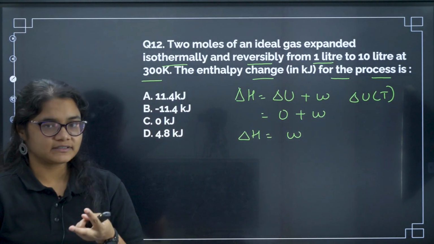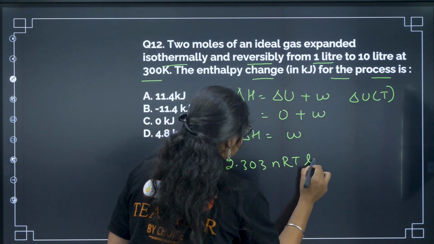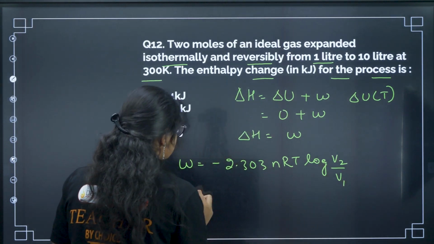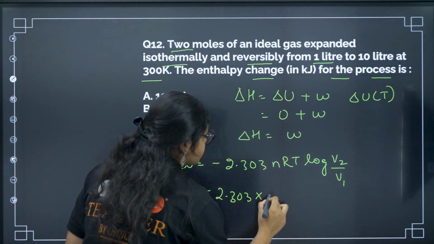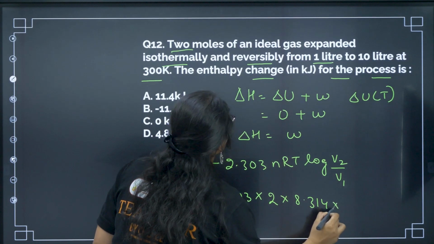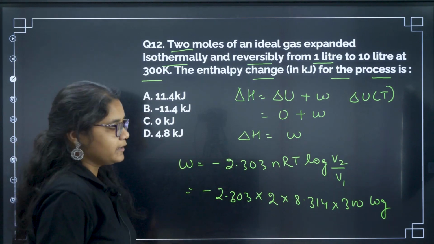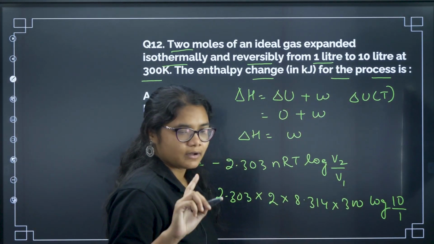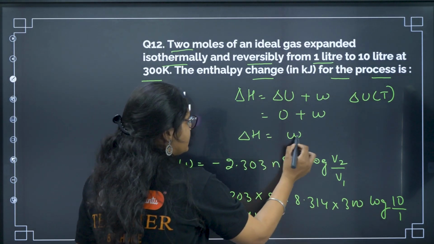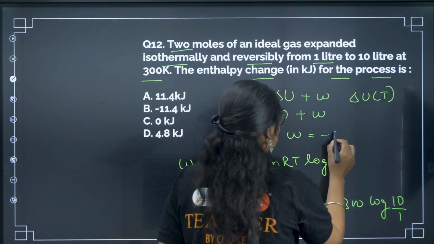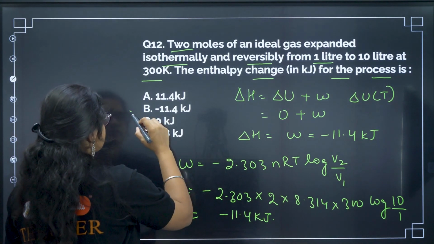Now since it is an isothermal reversible process, the work done formula is very important here: minus 2.303 nRT log of V2 by V1. So just substitute the values here: minus 2.303, n value is given to you as 2 moles, R value is 8.314, temperature is 300 Kelvin, and log of V2 by V1. It is from 1 liter to 10 liter, so log 10 by 1, log 10 value is 1. Solving, we will get the value as minus 11.4 kilojoule. So delta H value is nothing but the work done value, so delta H will also be equal to minus 11.4 kilojoule. So the correct answer for this question is option number B.